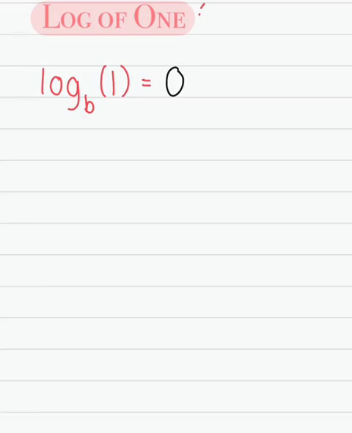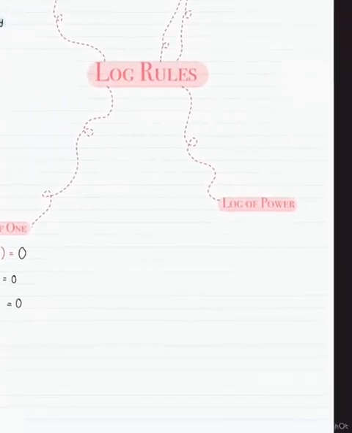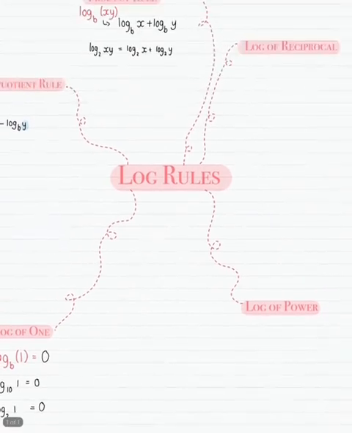So let's say I gave you log 10 of 1. That is still 0. I could have given you log 2 of 1. That is always 0. Okay, now after the log of 1, we are then going to be moving on to the log of reciprocals and the log of powers.